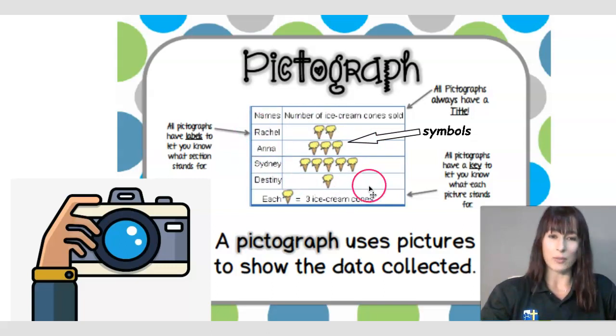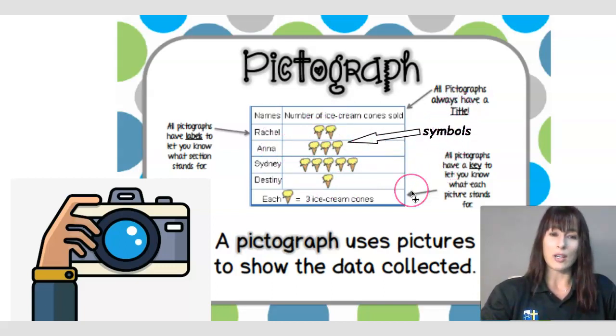Now, in the middle of the pictograph, you can see pictures, right? But we're not going to call them pictures. We're going to call them symbols, okay? Sounds more fancy. What do you think? So these are symbols, and again, they could be different depending on what you're collecting. This information changes. They could be stars, hearts, I mean, you name it.